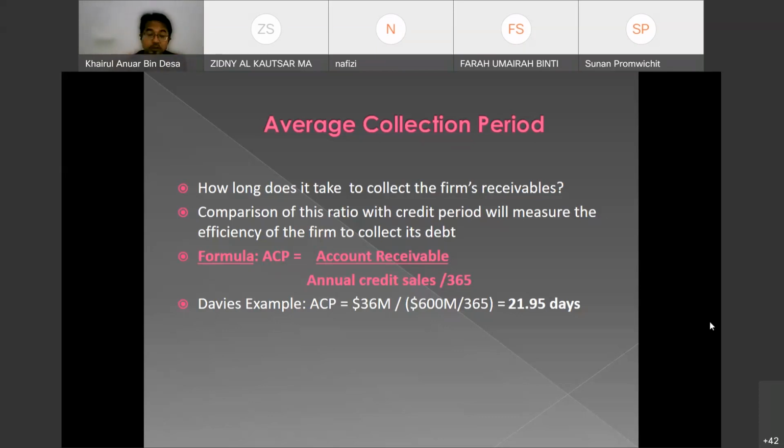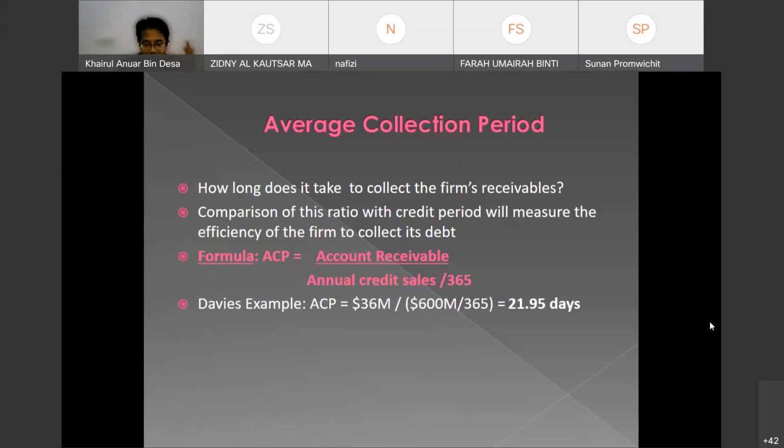Tetapi 22 hari tersebut bagus jika kita bandingkan dengan tahun lepas, we only can make it 25 days. But this year we improve, only 22 days. That's our company in good position, in good ACP. So, kesimpulannya, what is the conclusion? Conclusion, number one, we can use benchmark to measure, okay, our company in good or not good. Number two, make comparison.